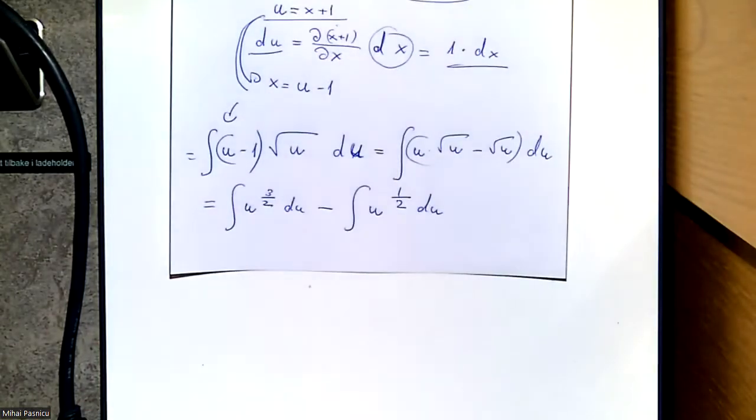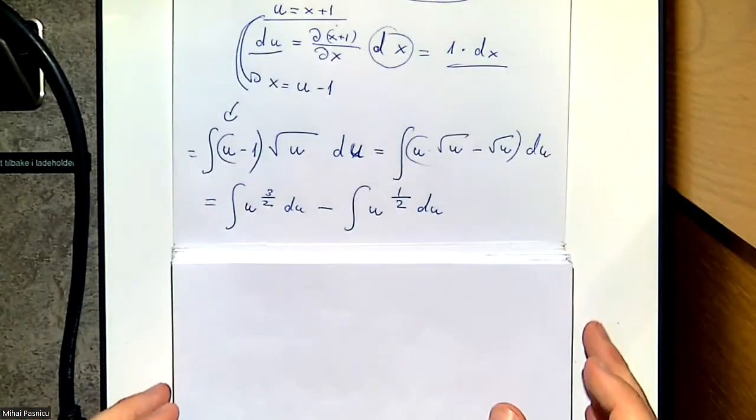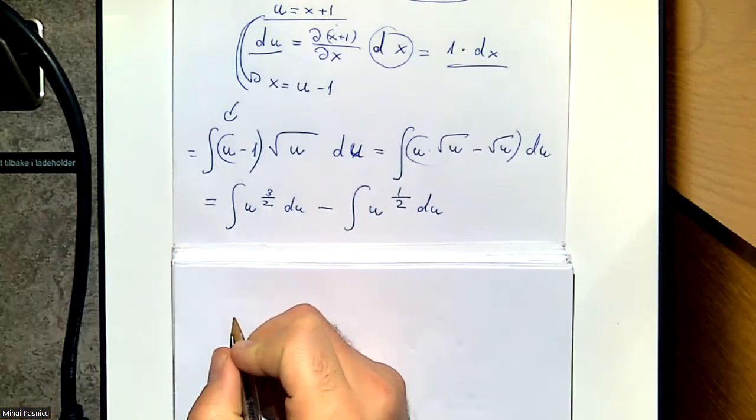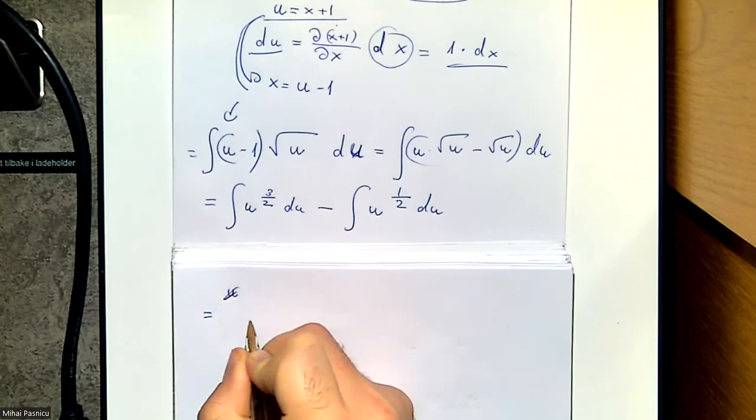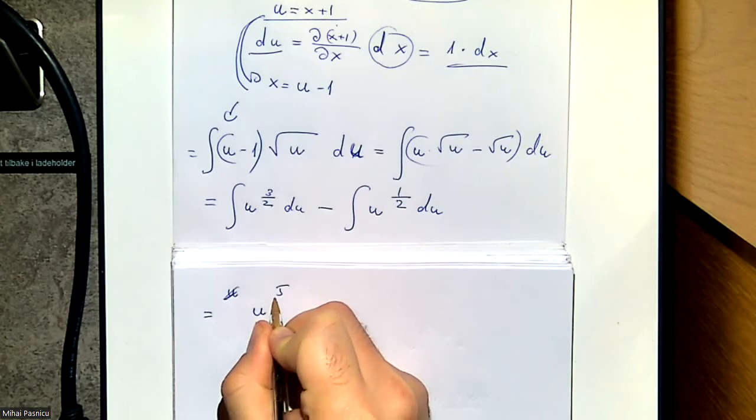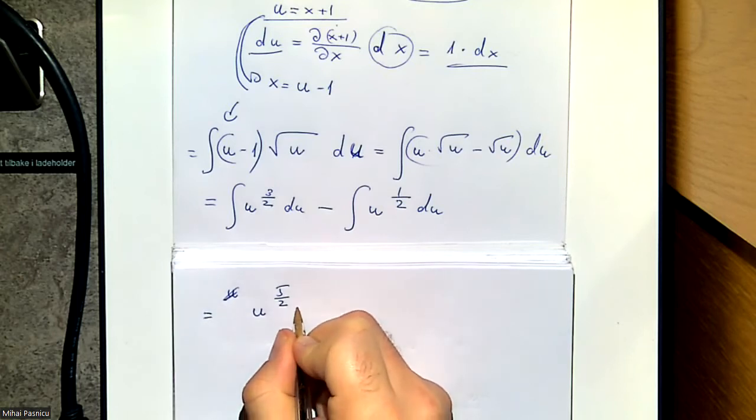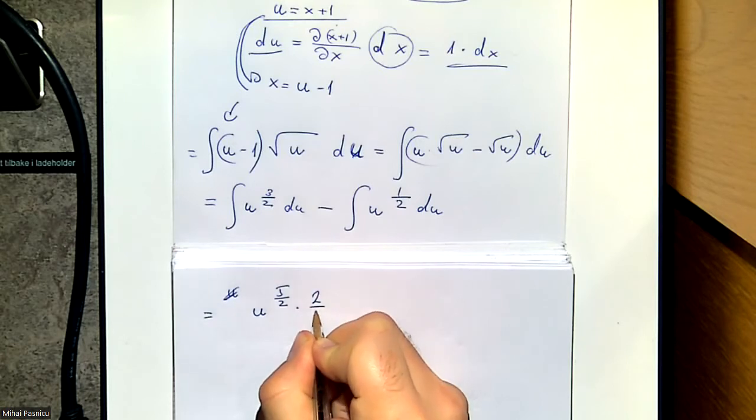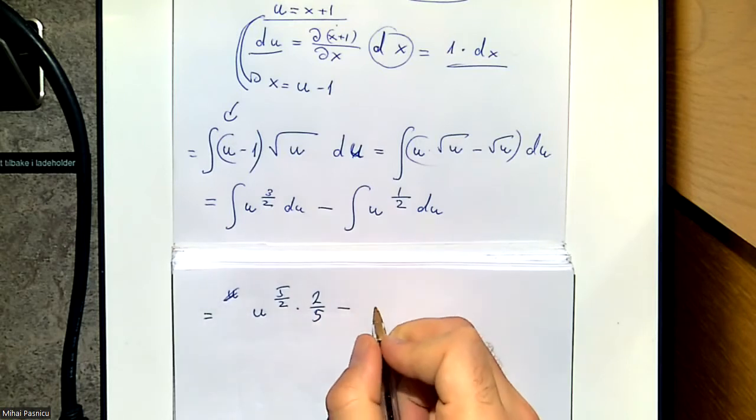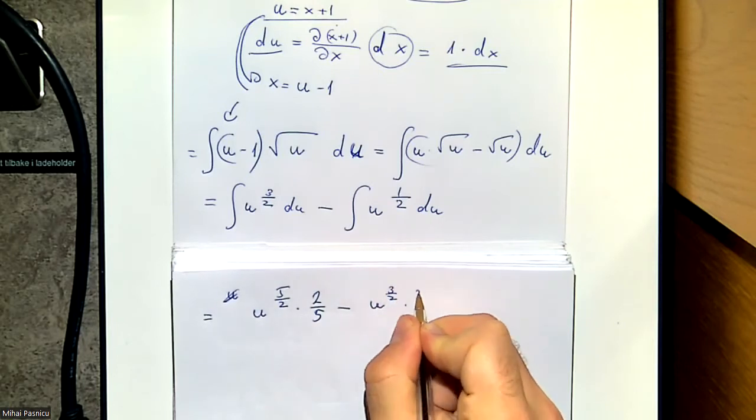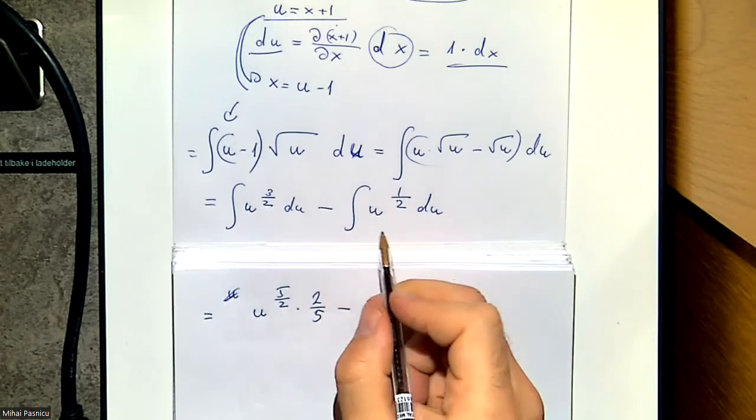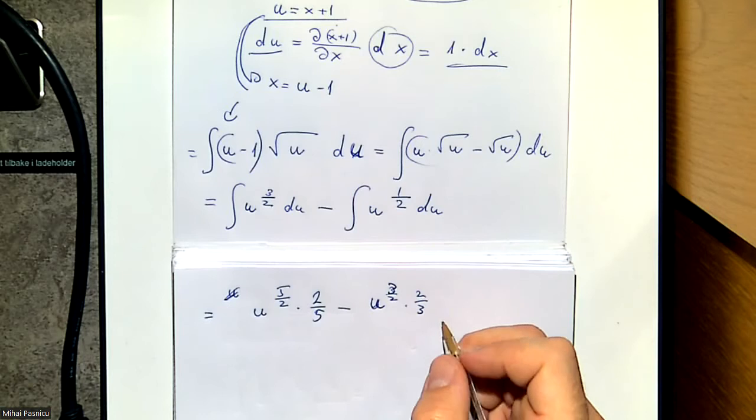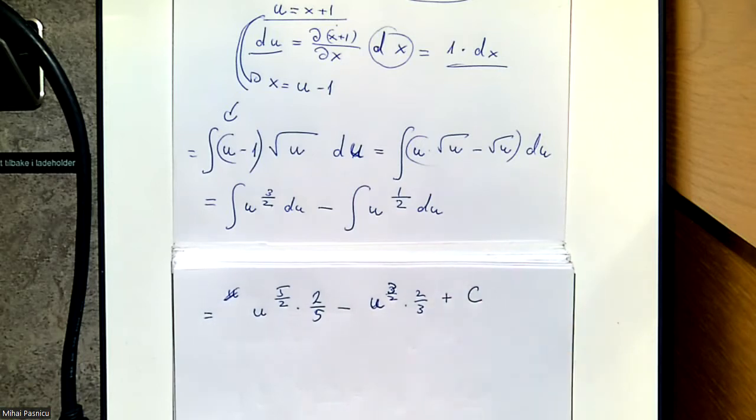It is just equal to, what is this equal to? Okay. It's equal to u to the 5/2 times 2/5 minus u to the 3/2 times 2/3. This is just a formula that you use from the book. It's a power integral, so I'm not worried about that. Plus a constant. So I was able to solve it pretty neatly.